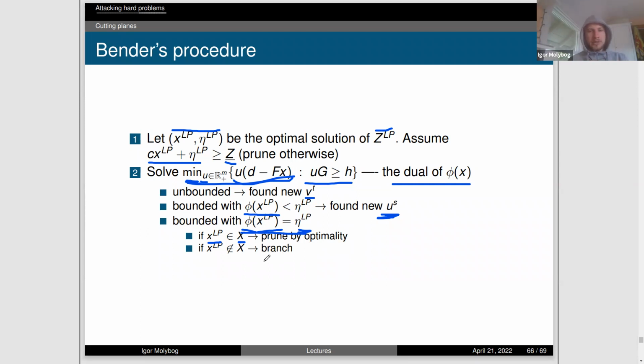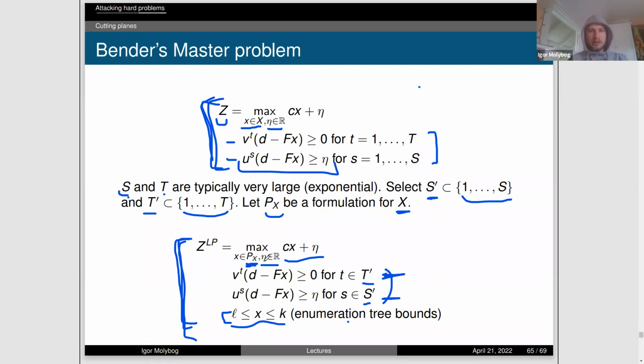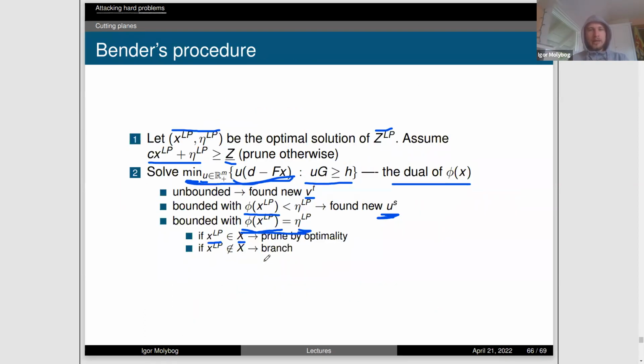Now, it is important to ask ourselves the question of why we cannot find, for example, a phi of X LP that is greater than eta LP, which theoretically it could be wise to ask, right?